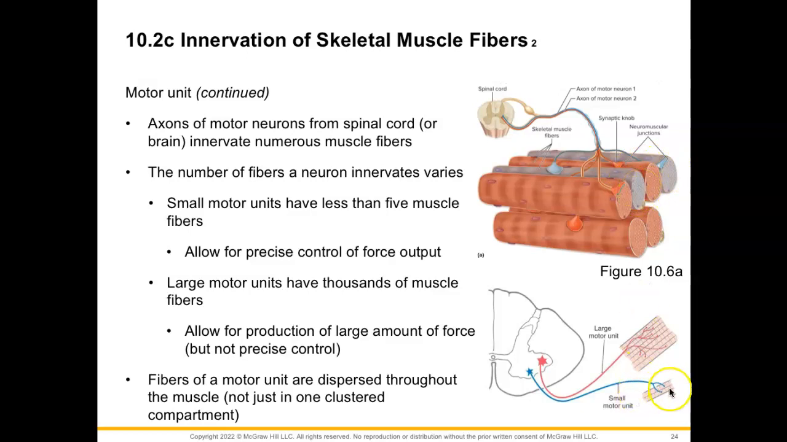So we'll see that our smaller motor units will have less than 5 muscle fibers, and that allows us to have more precise control for force output. So this could be for, let's say, our eye muscles or maybe our smaller muscles of the hand, whereas our larger motor units are going to go to thousands of muscle fibers, and that allows for production of a large amount of force but not precise control. So this could be like a motor unit that is going to erector spinae or quadriceps femoris. And the fibers of our motor unit are dispersed throughout the muscle, so they're not just clustered within one compartment.